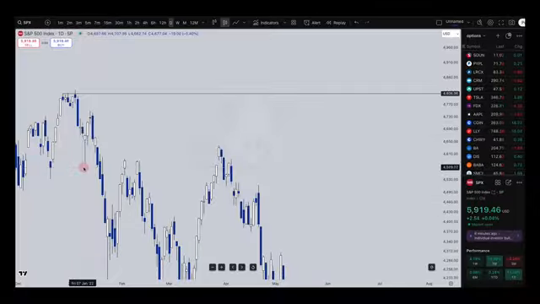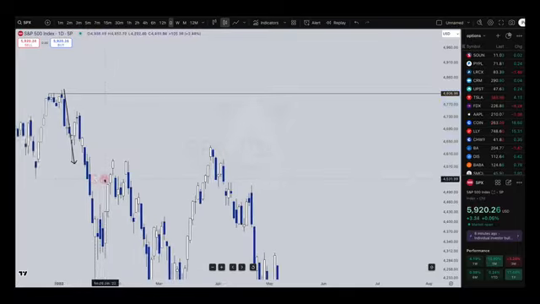Now point your attention to this. This expansion created an impulse swing in the market downwards. As you can see, the market moved from this high all the way to this low right here. It was an impulse swing.